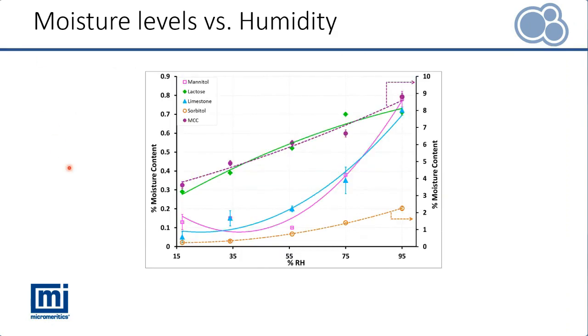So we could then measure how much moisture content was taken up by the samples as a function of relative humidity. You can see, just to point out, that the sorbitol and the MCC are both on a different axis. Both of those materials took up much more moisture compared to the other 3 samples.